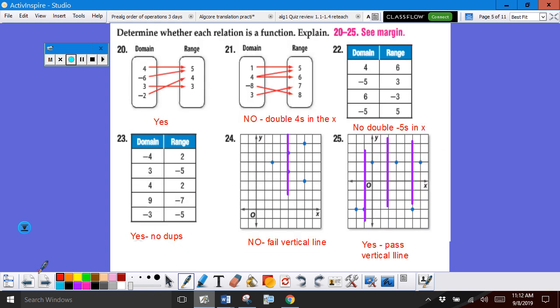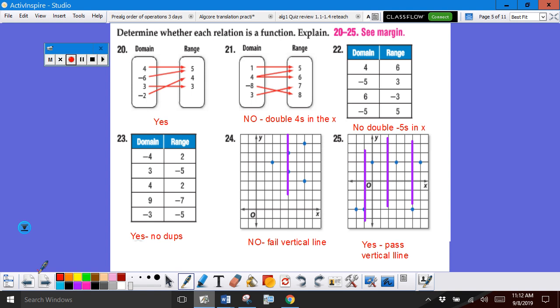Okay, let's check some homework from last night. So you were to have determined whether or not these were functions. And remember, there's 2 ways to check. One, there can be no duplication of x's in the domain, and they can pass the vertical line test.